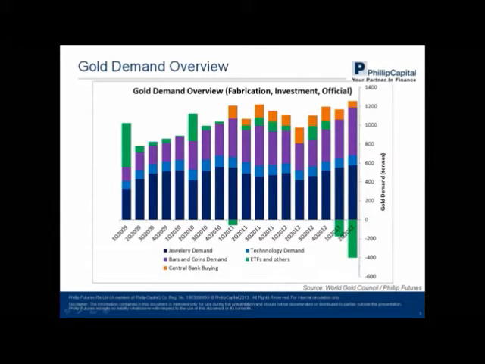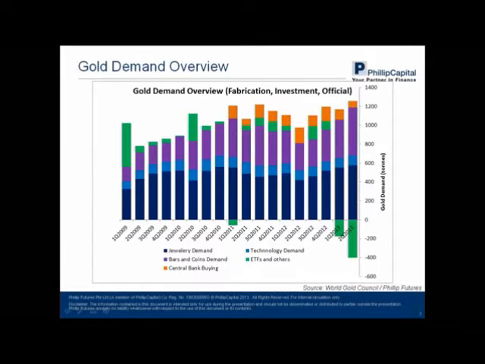Gold demand, made out of 5 types of uses, can be classified into 3 broad categories by purpose of use. First, fabrication use, made up of jewelry demand, the dark blue portion, and technology demand, the light blue portion. Second, investment demand, made up of bars and coins demand, the violet portion, and paper gold assets such as ETFs, the green portion. Lastly, official demand from central banks, the orange portion.